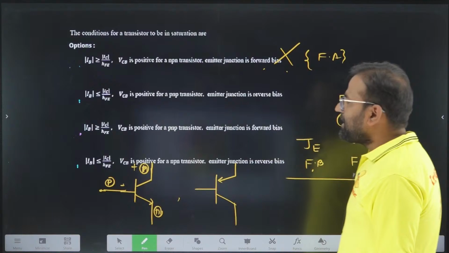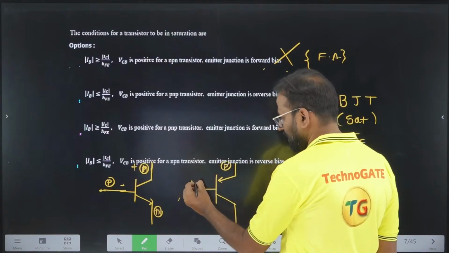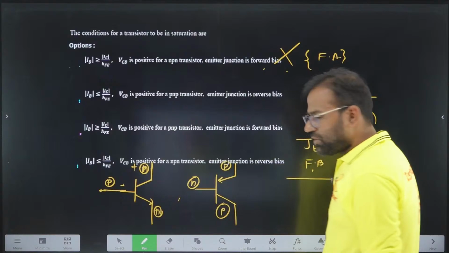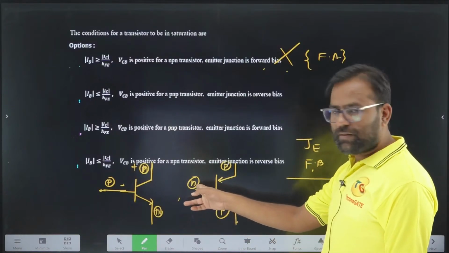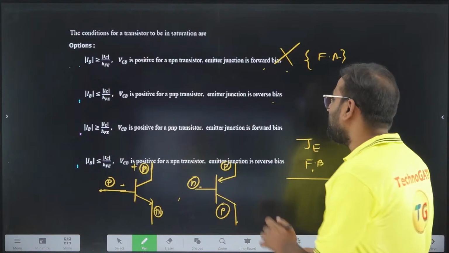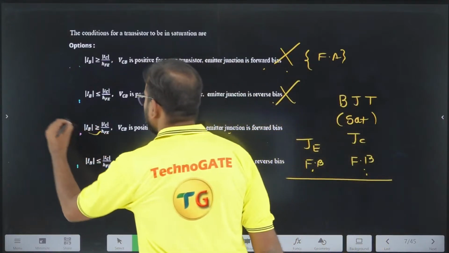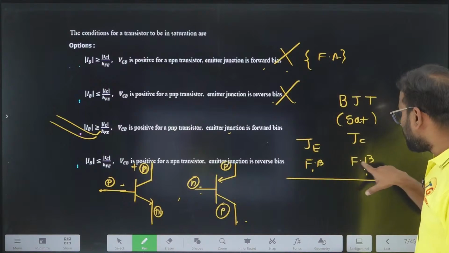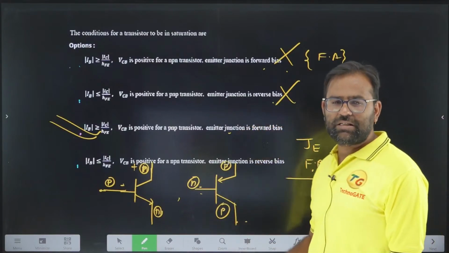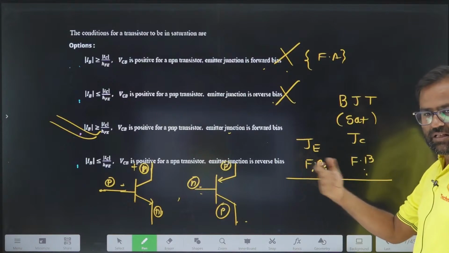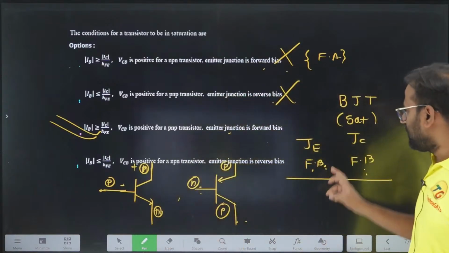Second, VCB is positive for PNP transistor. Let's say this is PNP transistor. So VCB, we want this junction to be forward bias. So this junction is forward bias, fine. Emitter junction is reverse bias? No, we want emitter junction also forward bias. Third, VCB is positive, emitter junction is forward bias. Thus, this is the condition for saturation region. Always remember, forward biasing of emitter junction is most important in this transistor. So if emitter junction is forward bias, then only transistor can enter into two regions. The first one is known as saturation region or active region. So C option is correct here.